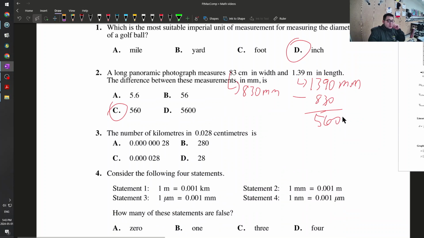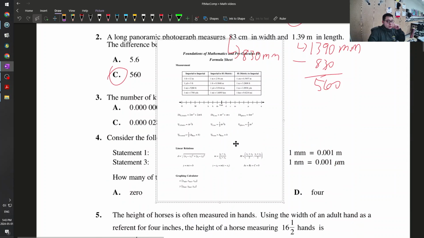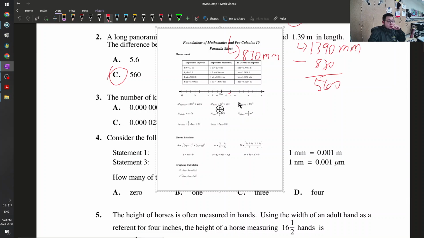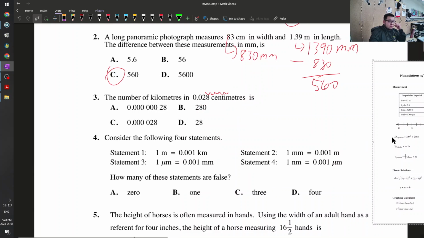The number of kilometers in 0.028 centimeters is. According to our formula sheet, if we go from centimeters to kilometers, we have to go 1, 2, 3, 4, 5 decimal places to the left. Fill in the rest with zeros. So we have 1, 2, 3, 4, 5, 6 zeros after the decimal place.